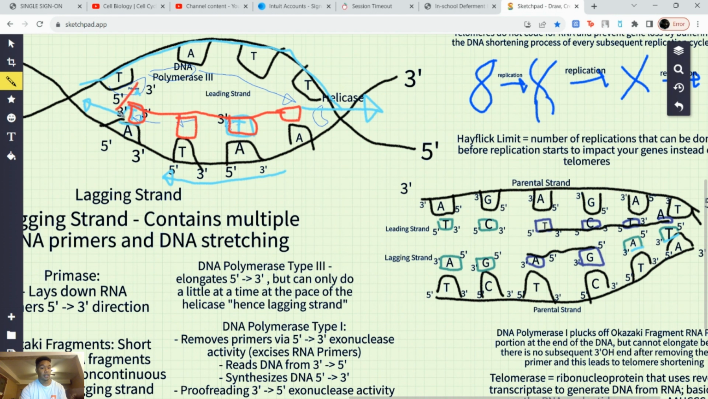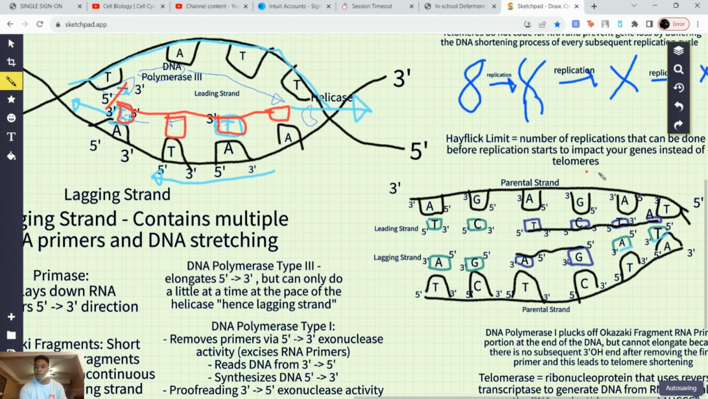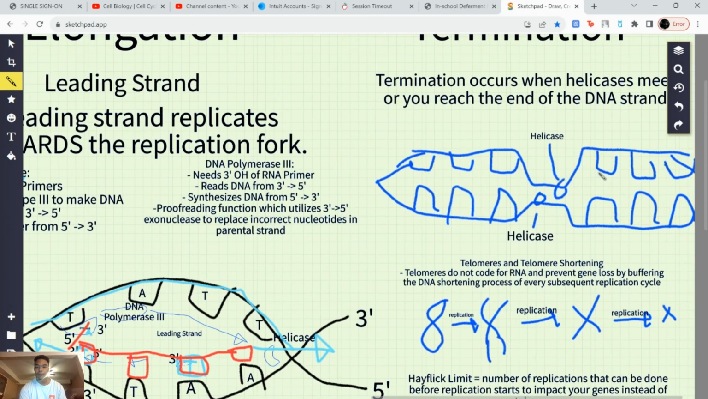The leading strand didn't have that problem. All you had was DNA polymerase knock out that first primer, and that was it. So there's no cutting up and stitching together. There's one cut, replace, and it's seamless. On the other one, it's cut, stitch, cut, stitch, cut, stitch. So it's just cut, cut, cut, replace, stitch them all with ligase. So that's the difference. Now we're going to move on to termination.